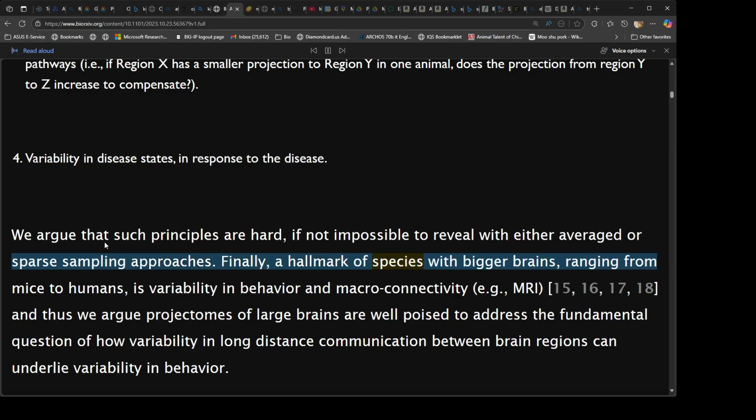Finally, a hallmark of species with bigger brains, ranging from mice to humans, is variability in behavior and macroconnectivity, e.g., MRI, 15, 16, 17, 18. And thus we argue projectomes of large brains are well poised to address the fundamental question of how variability in long-distance communication between brain regions can underlie variability in behavior.